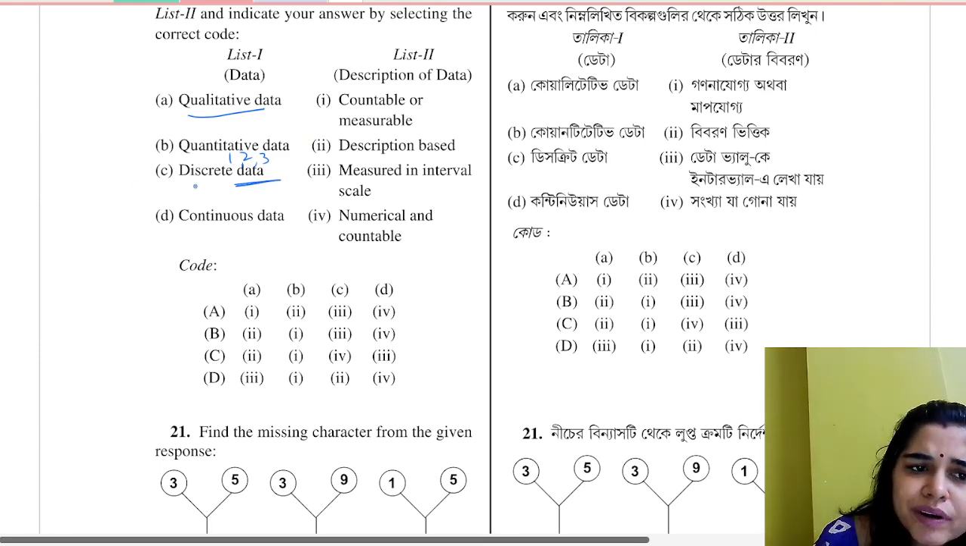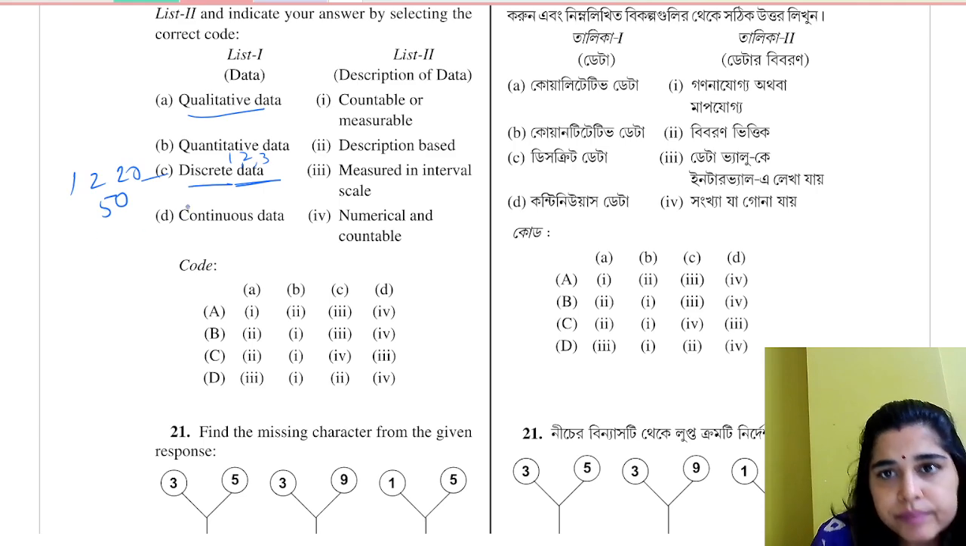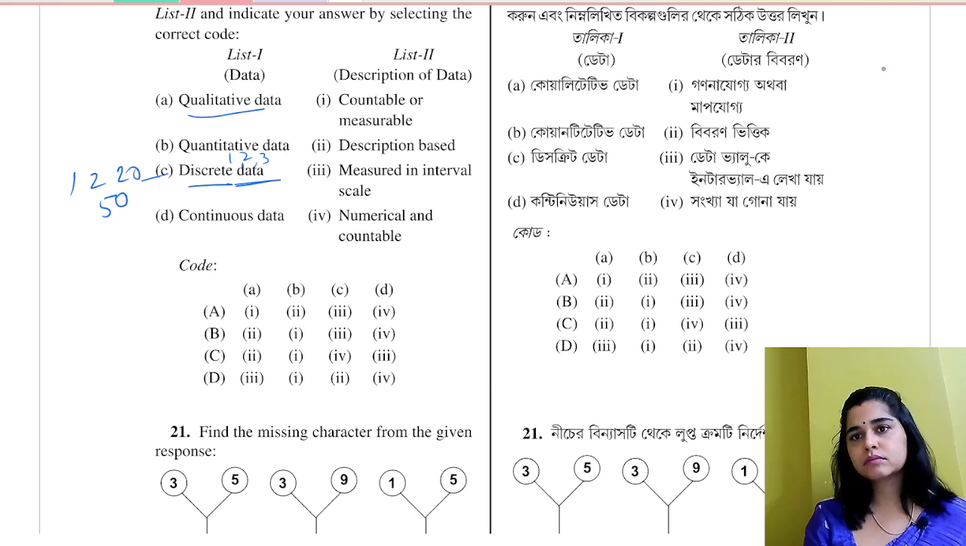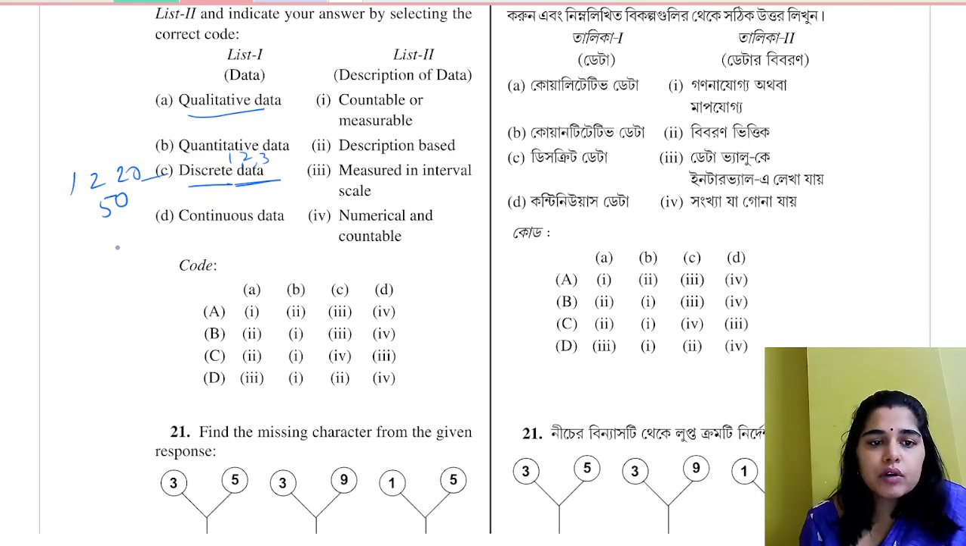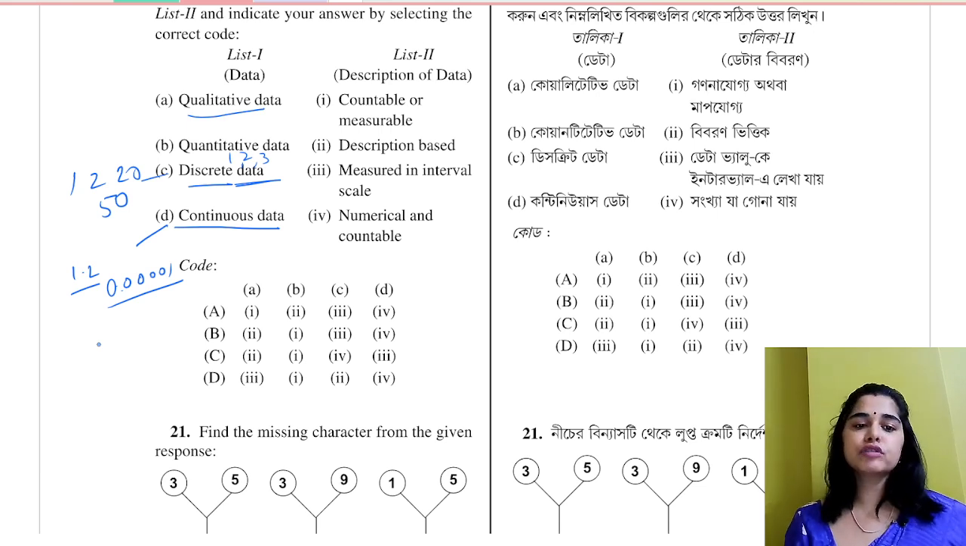Discrete, do you know what is discrete? Which is countable, that we can count 1, 2, 20, 50. So this is which we can count. And what is continuous? Continuous we cannot count. That is something like an infinity. Like we can say 1.2, 0.00001, which is difficult to count. So this is called continuous data. In simple, I said, now move to the question.